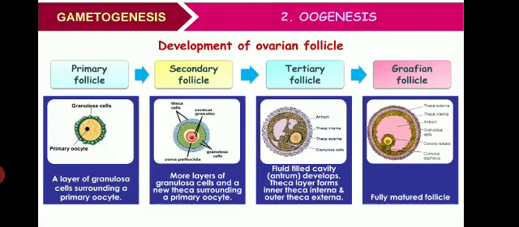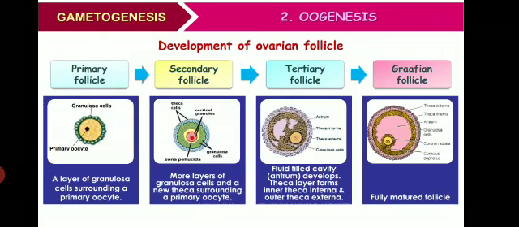What is a primary follicle? Keep in mind, the oogoneal cell develops by mitotic division. When a layer of membrana granulosa cells comes around those oogoneal cells, we call it a primary follicle. You can find a single layer of granulosa cells developed. So a layer of granulosa cells surrounding a primary oocyte is called a primary follicle.